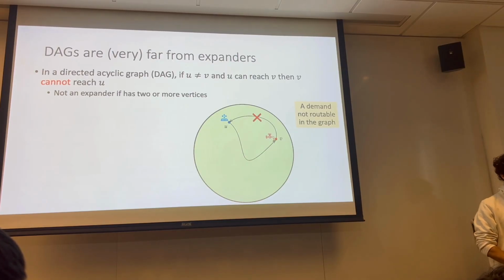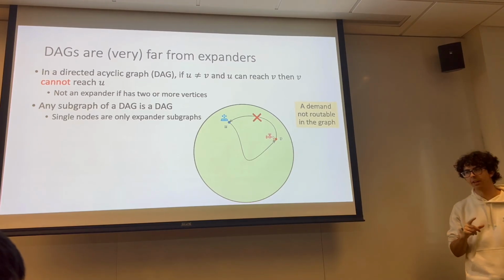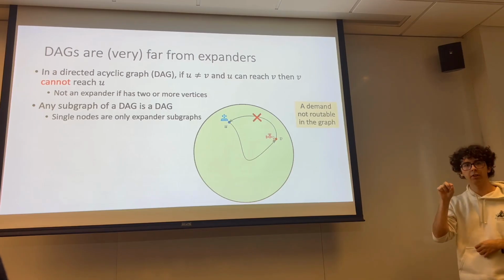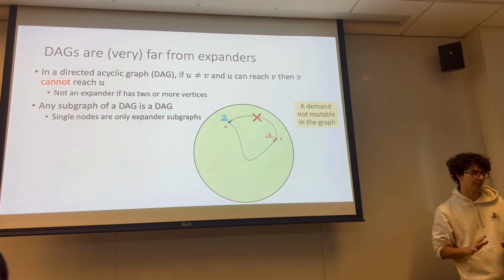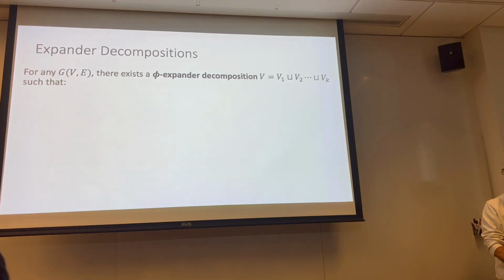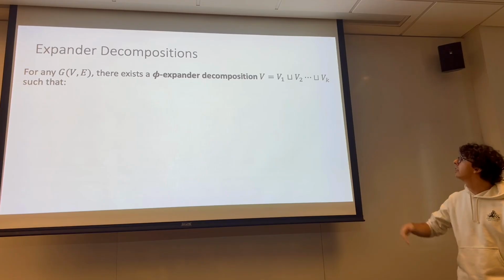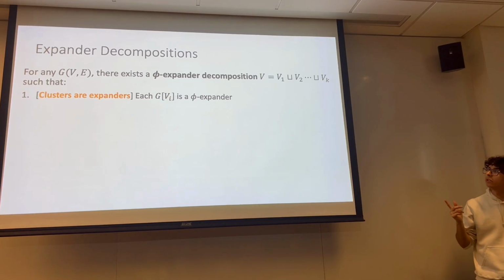And not only are they not expanders, any subgraph of a DAG is a DAG. Because if you don't have a cycle, no subgraph has a cycle. So the only expander subgraphs of a DAG are singleton nodes. Okay, we're going to talk about expander decompositions in a second. These are very bad for expander decompositions. Okay. So now I want to state a claim about expander decompositions, which is that any graph has a phi expander decomposition, say into parts v1 through vk, such that first, the components are expanders.